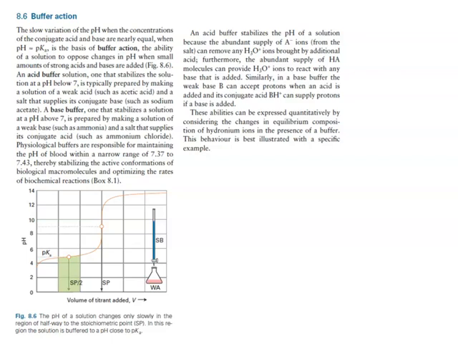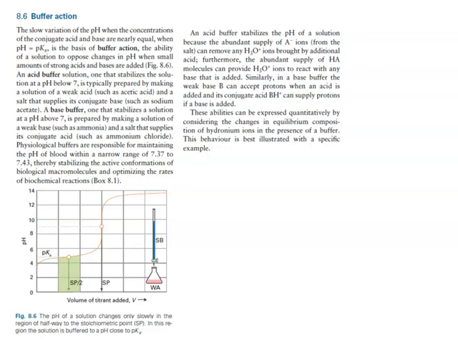An acid buffer stabilizes the pH of a solution because the abundant supply of conjugate base ions from the salt can remove any hydronium ions brought in by additional acid. Furthermore, the abundant supply of weak acid molecules can provide hydronium ions to react with any base that is added. Similarly, in a base buffer, the weak base can accept protons when an acid is added, and its conjugate acid can supply protons if a base is added.